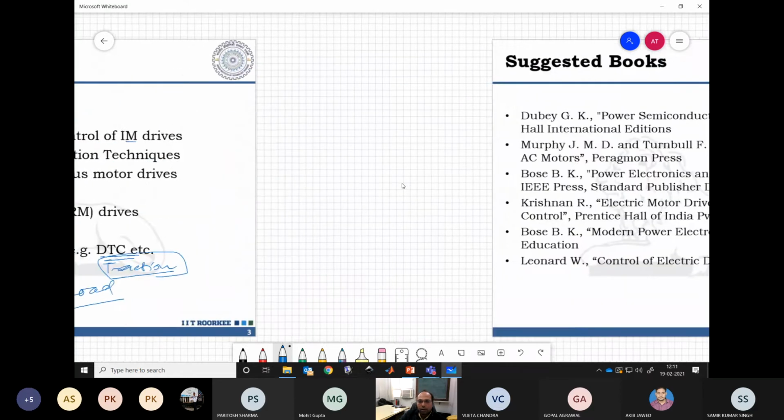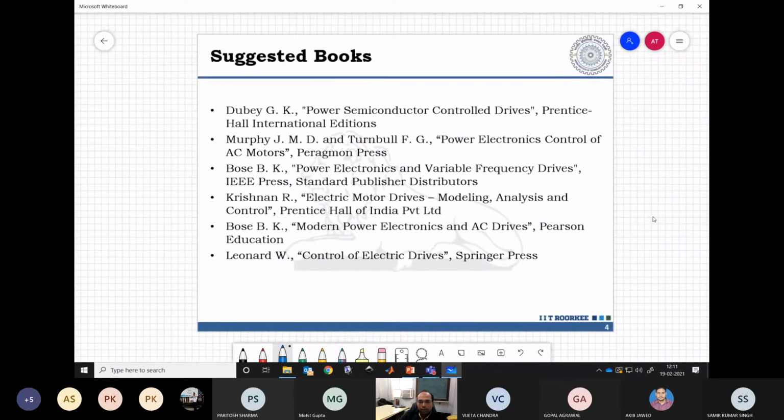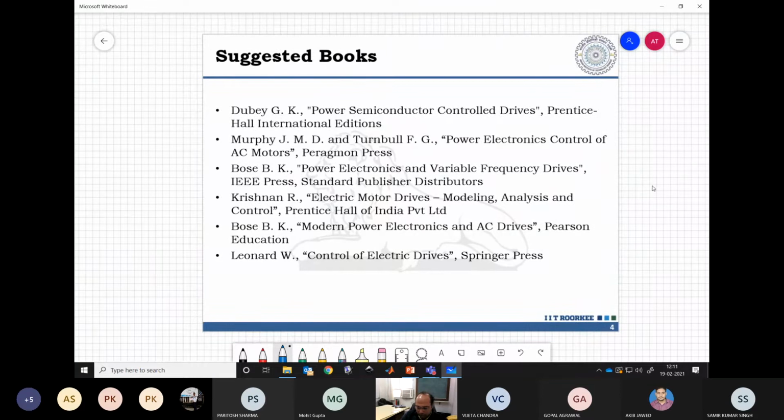During the course, some books we will be referring. Here are some of the suggested books. These are also given on the website. One book which I would say is Control of Electric Drives by Werner Leonhard. This is the most fundamental book you can say on electric drives. It is quite a handy book we all should have. At least through the library or somewhere you can get access to the book. Other books also would be useful in one or other topics.